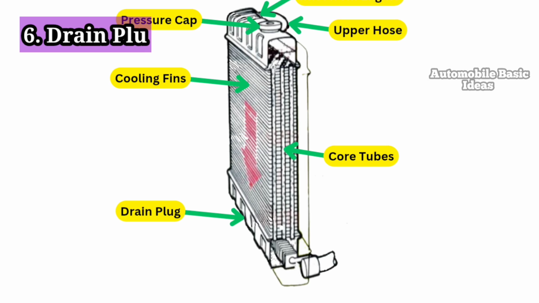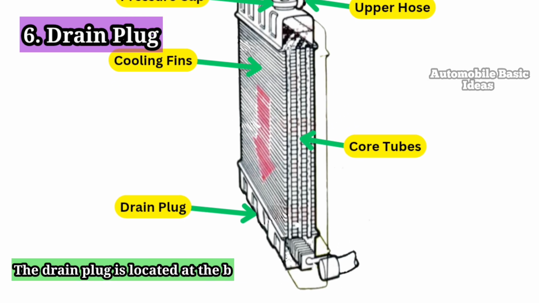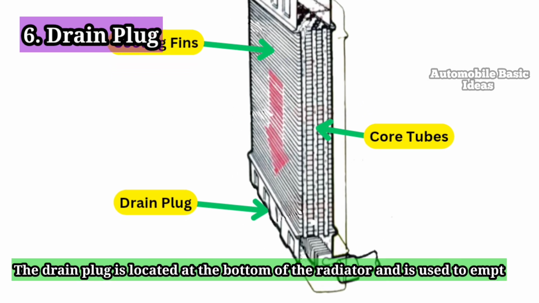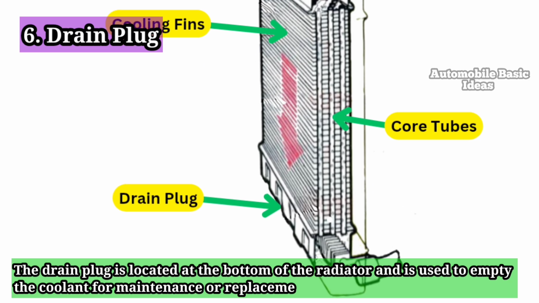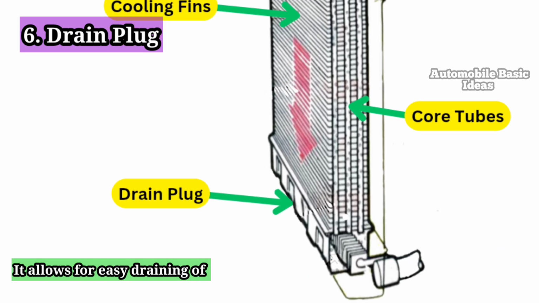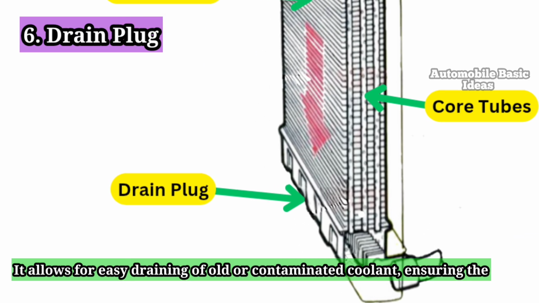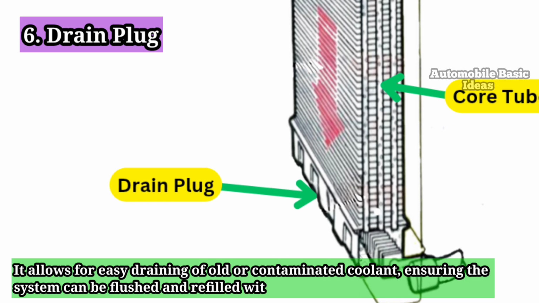6. Drain plug. The drain plug is located at the bottom of the radiator and is used to empty the coolant for maintenance or replacement. It allows for easy draining of old or contaminated coolant, ensuring the system can be flushed and refilled with fresh coolant.